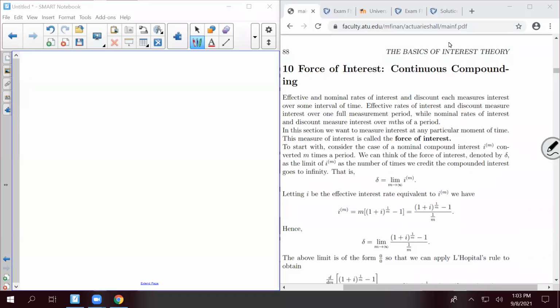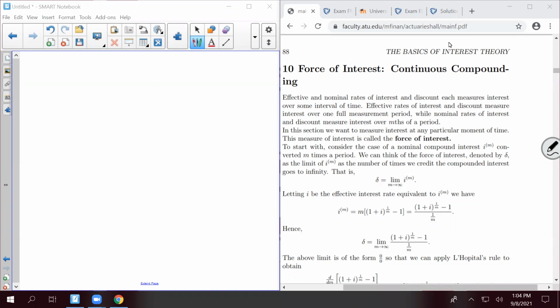So in force of interest, the idea is that the compounding is continuous. Until now, the kinds of compounding that we have studied were not continuous. They were happening at regular intervals. We started with the one that happened every year, compounding every year, whether it's compounding through interest or compounding through discount. And then we studied compounding quarterly, compounding monthly, compounding semi-annually.